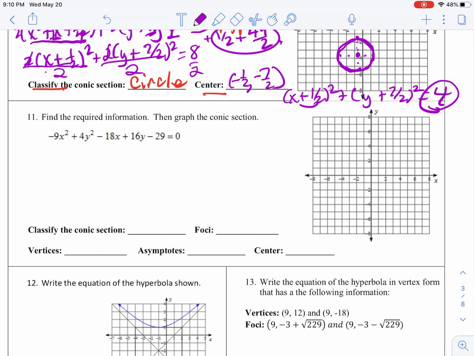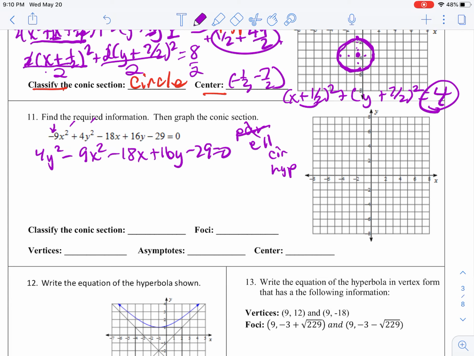All right, number 11. Parabola, ellipse, circle, or hyperbola? Not a parabola, 2 things squared. If I rearrange it, I have 4y squared minus 9x squared minus 18x plus 16y minus 29 equals 0. Since this one's negative, it's a hyperbola. We might talk about the focus and the vertices and the asymptotes, but the main thing I want you to be able to name is the center and draw it. Got to be really careful with your minus sign here.